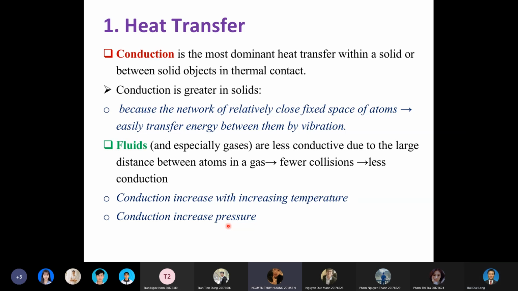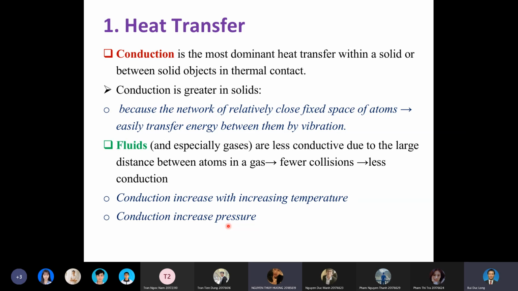When we increase the temperature, the atoms move faster, so they easily transfer energy. Okay, right. And how about pressure? When there is pressure, I think the atoms are closer together. The distance between atoms is shortened. Yes, that's right.